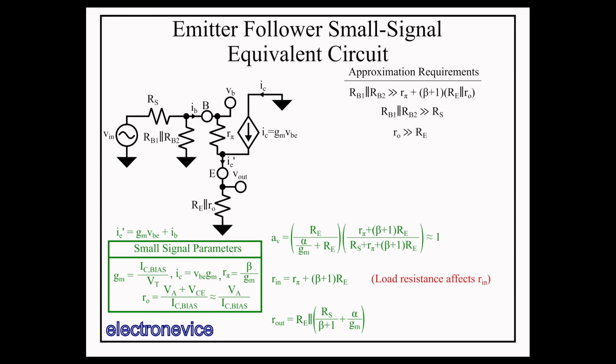And finally, the output impedance. The output impedance is Re in parallel with this second term, dependent upon Rs and alpha over GM. First, let's think about when Rs is 0. If Rs is 0, then the output impedance becomes Re in parallel with alpha over GM. But Re is almost always much larger than alpha over GM. If it weren't, then the gain wouldn't be close to unity because of that left-hand side divider in the gain expression above. As a result, we can neglect Re, and the output impedance just becomes alpha over GM. This is the lowest output impedance we can get with this circuit.